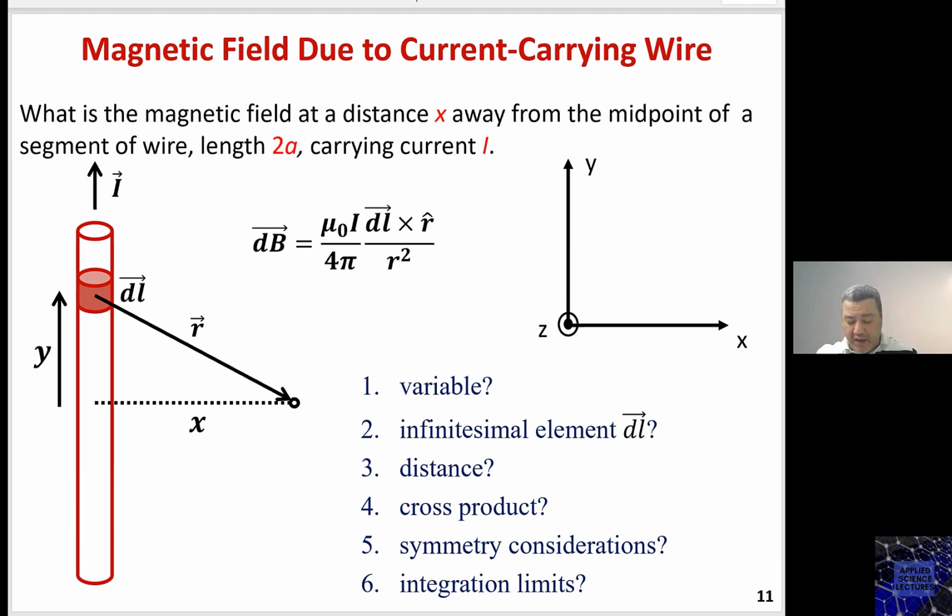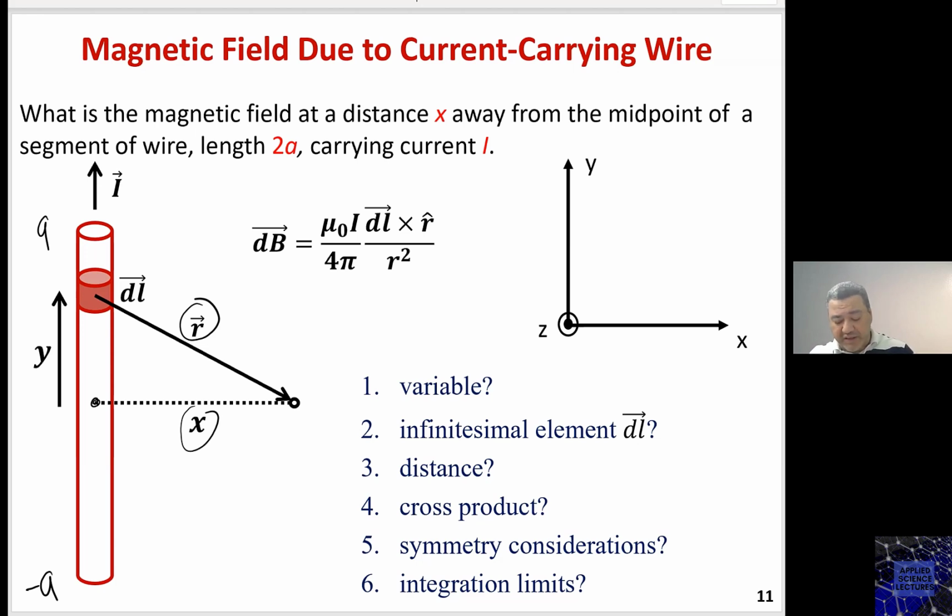In this setup here, we have our wire that is oriented along the y-axis, and we are interested to calculate the magnetic field at a distance of x from the midpoint of this wire. This wire has a length of 2a, so this is a and minus a on the y-axis, and this r is my displacement vector between the point of interest that I would like to calculate the magnetic field at and my differential element dl.